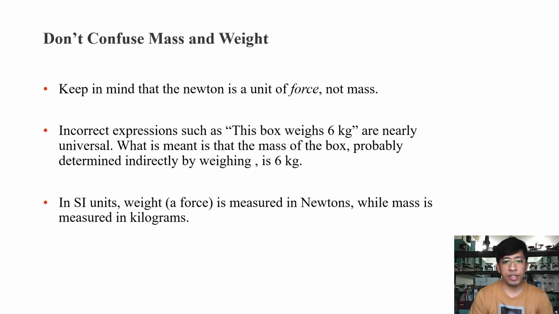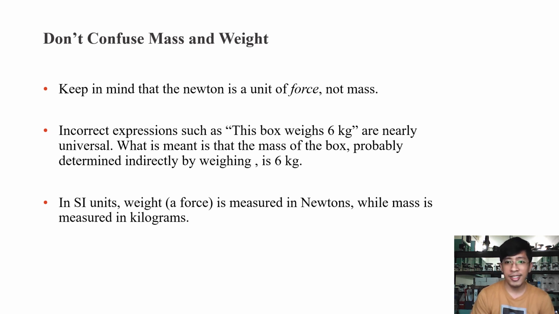So we have incorrect expressions such as "this box weighs 6 kilograms," which is actually grammatically correct, but in physics this is a wrong concept. This is also nearly universal. What is meant here is that the mass of the box, probably determined indirectly by weighing, is 6 kilograms. So it's not "the box weighs 6 kilograms." In physics, you should say "this box has a mass of 6 kilograms," or that the mass of the box, determined indirectly by weighing, is 6 kilograms.